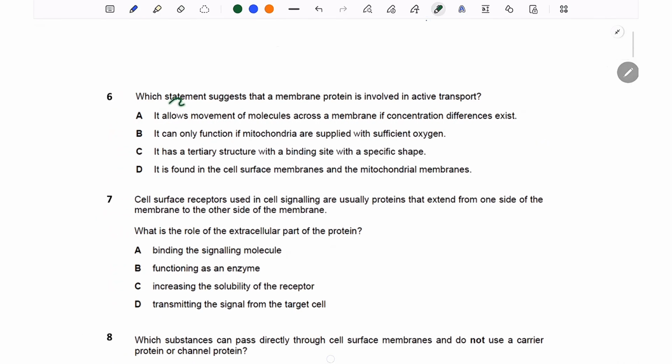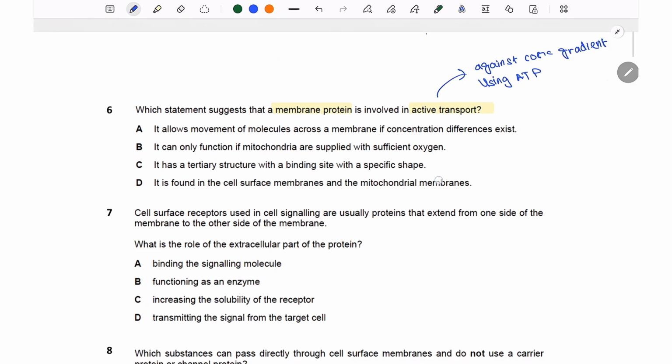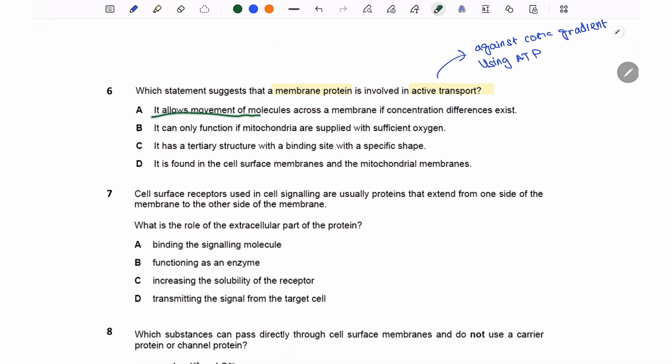Question number 6. Which statement suggests that a membrane protein is involved in active transport? So active transport, you know that it's against the concentration gradient, and it uses ATP. So let's look at our options. A, it allows movement of molecules across a membrane if a concentration difference exists. So this is just wrong because it's describing more of passive transport, which is just simple diffusion. When there's a concentration gradient, it's just moving from high to low, down the concentration gradient.